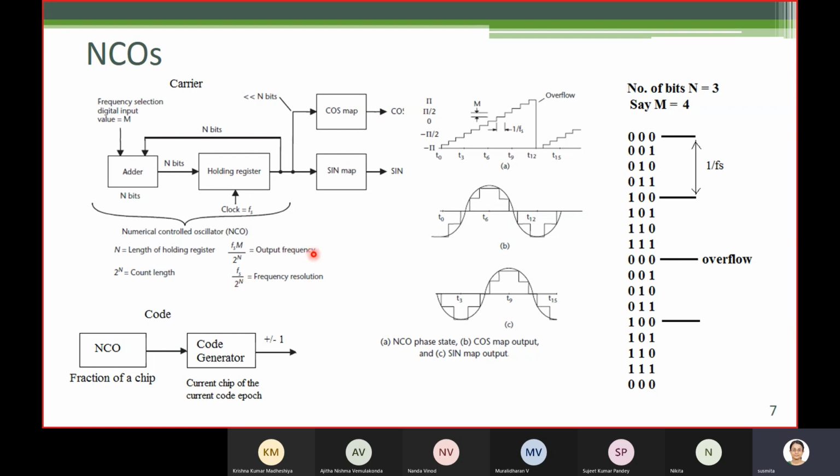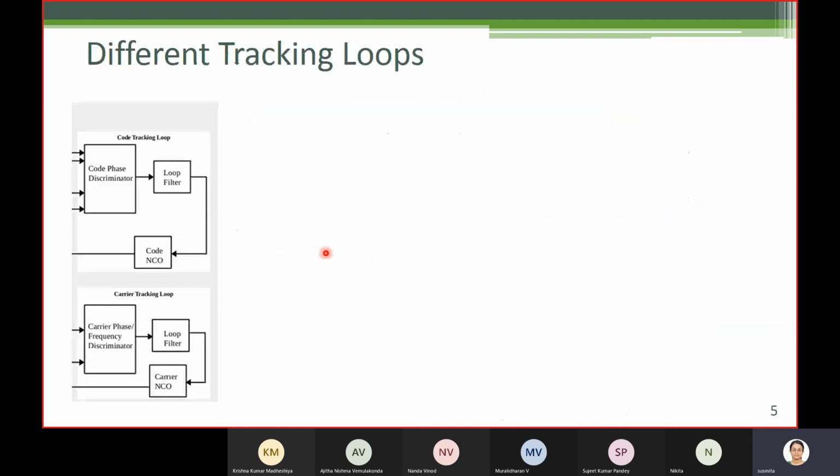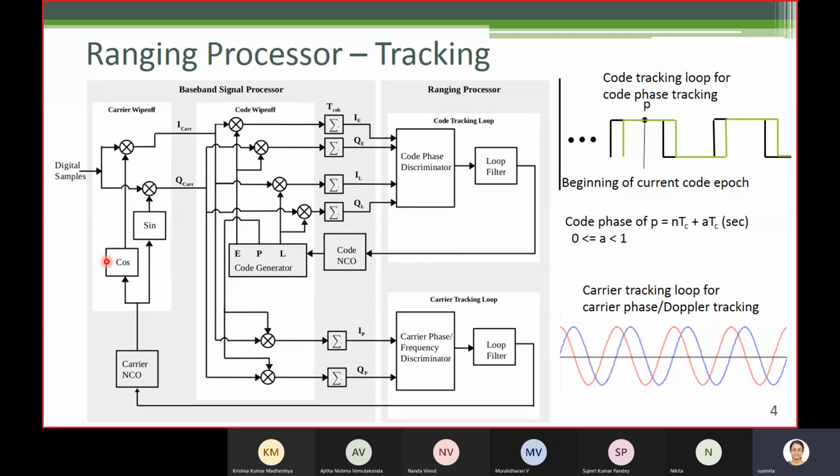Now what output frequency do we want? We want to generate this replica carrier after the signal is down converted. So what is the frequency? FIF, intermediate frequency, plus Doppler. What is the order of the intermediate frequency? After down conversion, generally it will be few megahertz or maximum few tens of megahertz. It will not be more than that.